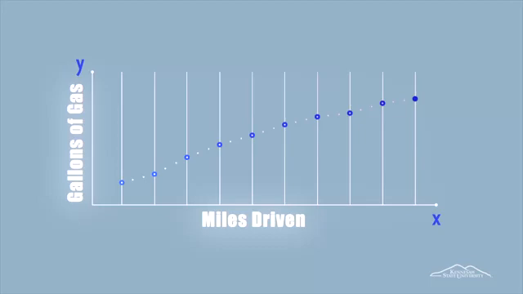As one variable increases, the other variable also increases at a constant rate. For example, if you look at a graph that has data on miles driven on the x-axis and gallons of gas consumed on the y-axis, those data points will be pretty close to a straight line.